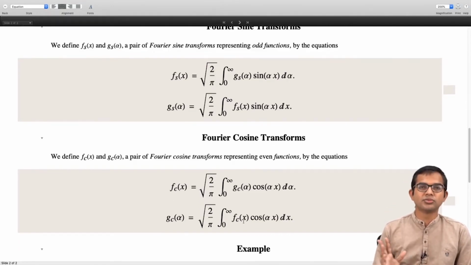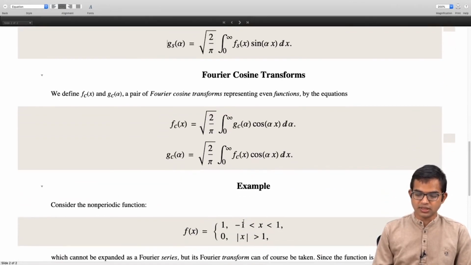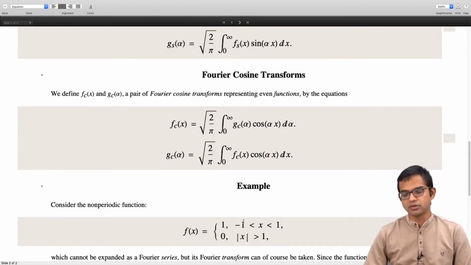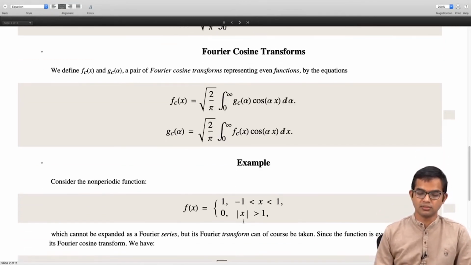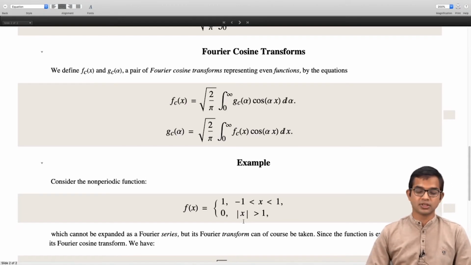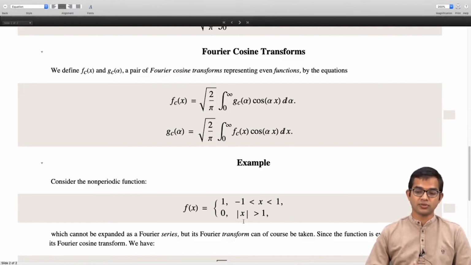So Fourier transforms have lots of applications. Let's just look at one example, and here we will work with a function which is even. Consider this non-periodic function f of x equal to 1 from minus 1 to 1, and 0 if mod x is greater than 1. The Fourier transform of this function can be taken, although you cannot expand it as a Fourier series unless you extend this function. We have seen that in the past.